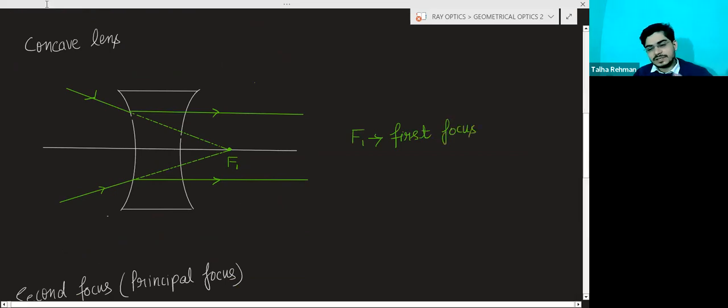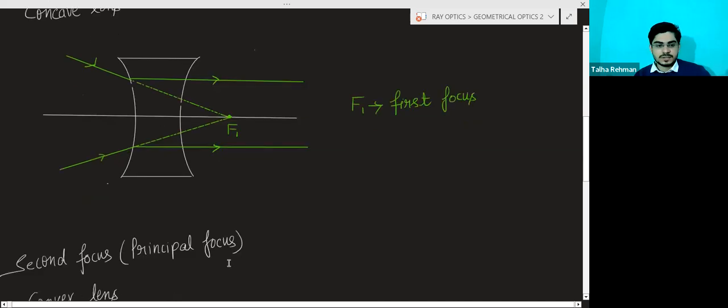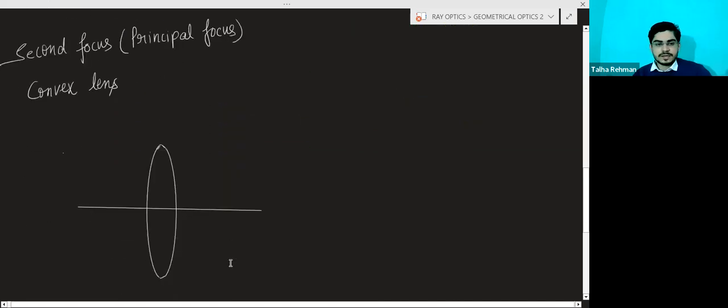First focus is not that important, but you should know what is the principal focus, and this is also known as the second focus. Second focus is an important thing.